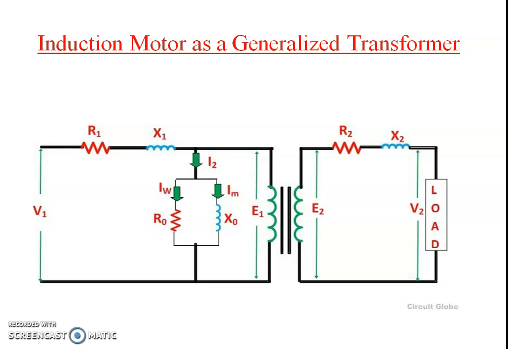For that particular no load condition, R0 indicates no load resistance and X0 indicates no load reactance. Again IW is the working component of current, and IM indicates the magnetizing component. IM is used to produce the flux, while IW is used to supply the resistive losses in the transformer winding, because the resistance of the winding in the transformer will cause a power loss of I squared R.